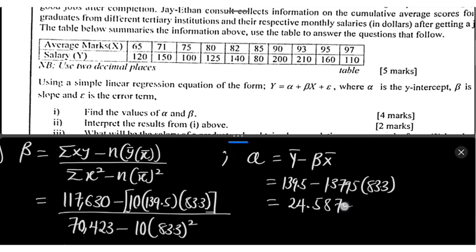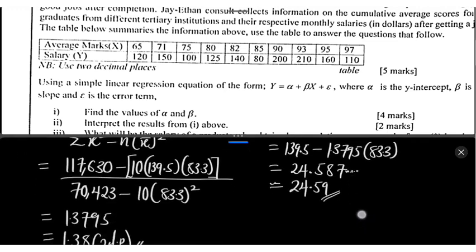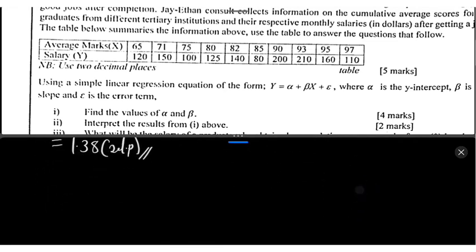24.587, and then since we are told to work in 2 decimal places, that's going to give us 24.59. So that's going to be the y-intercept, or the constant of the regression equation, which is denoted as alpha. So once you have done with that, that is the I part of the question.